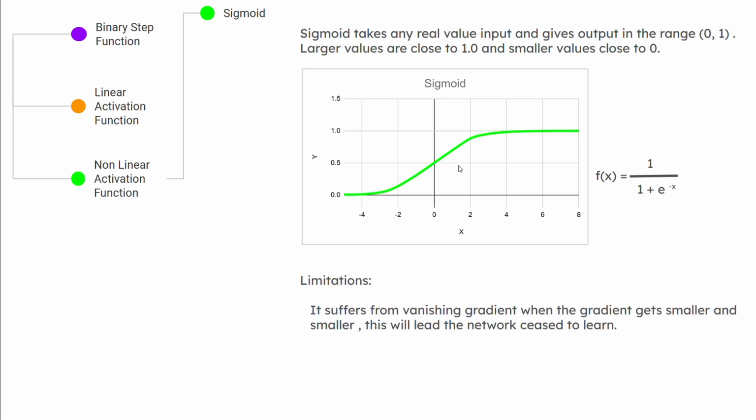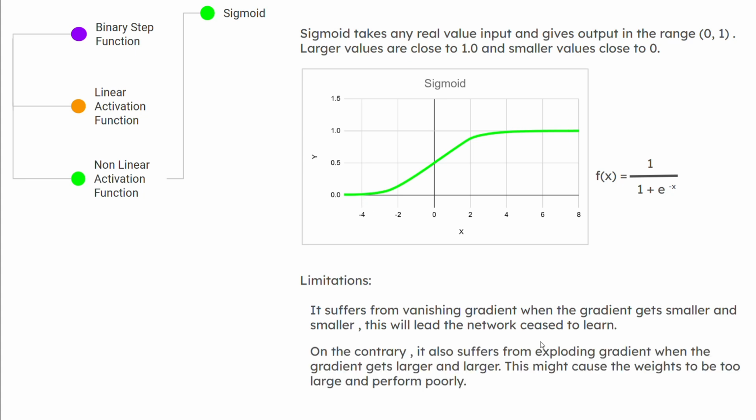So what are the limitations of the sigmoid function? It suffers from vanishing gradient descent when the values are smaller. Okay, and the network will not be able to learn.